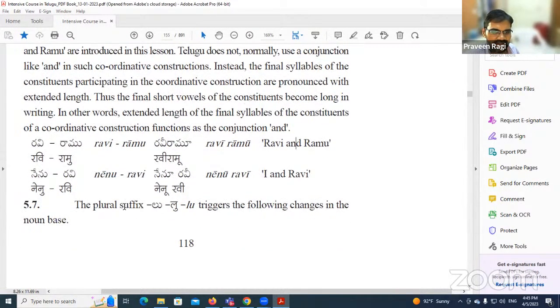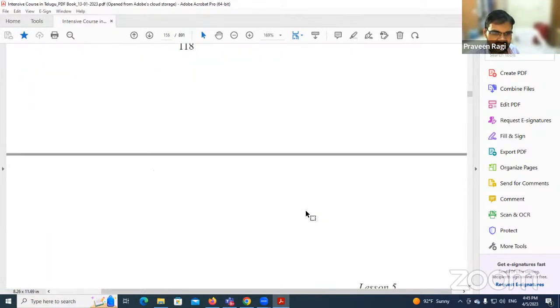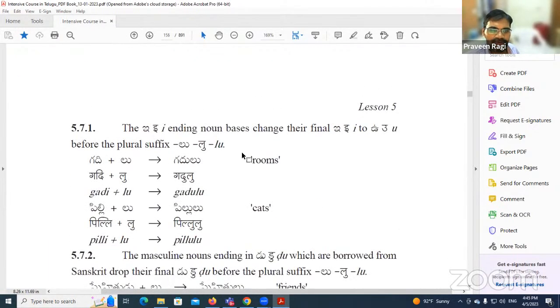Next, the plural suffix lu triggers the following. Let's see the next one. This is a very common rule. Whenever we want to make a plural noun, we just add lu. For example, gadi means room. If we add the lu suffix, gadi plus lu becomes gadulu, that means rooms. So just remember this lu suffix to make the plural form.